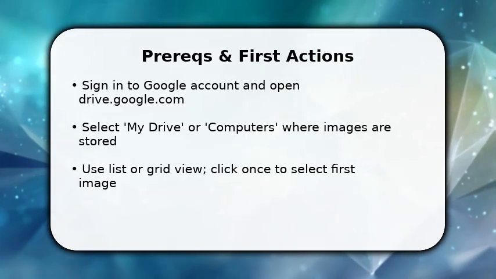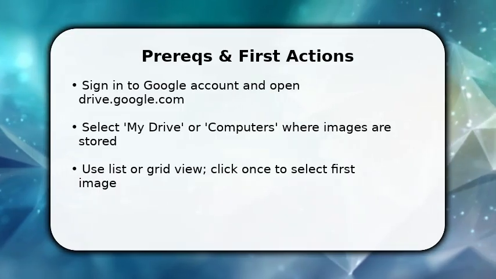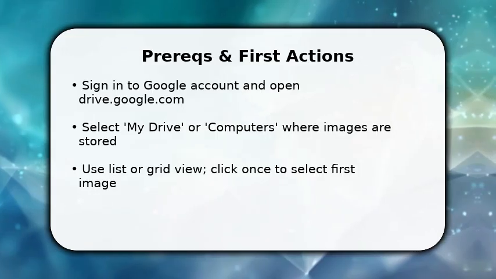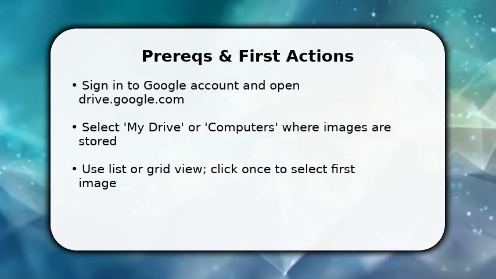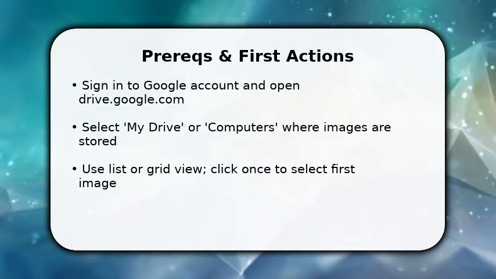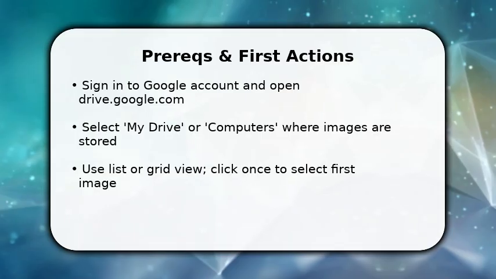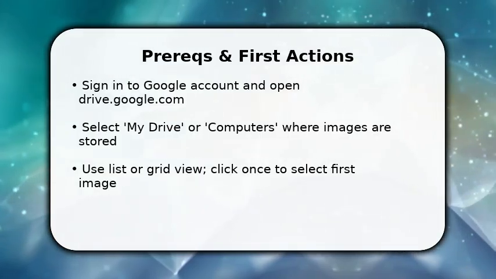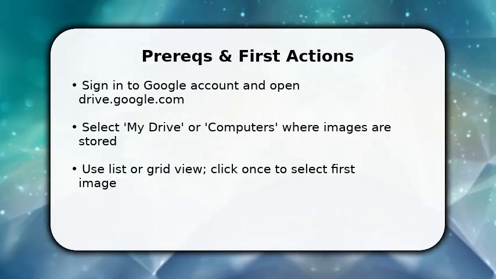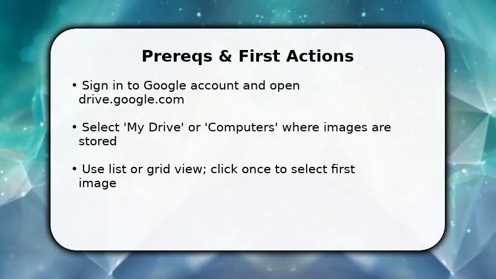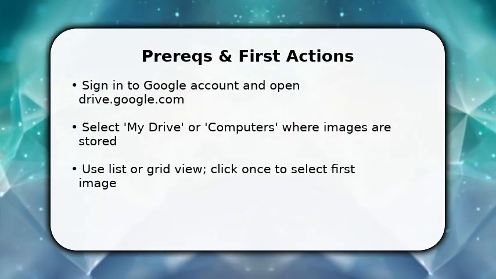You're signed in and at Drive. Now start removing images. First, switch to the folder holding the photos and choose List or Grid View so thumbnails are clear. Click once to select the first image, hold Shift and click another to select contiguous items, or Ctrl/CMD click for non-contiguous pics. Once done, press Delete on Windows or move to Trash on the web UI. Make sure you're in the correct folder before deleting to avoid accidental loss.